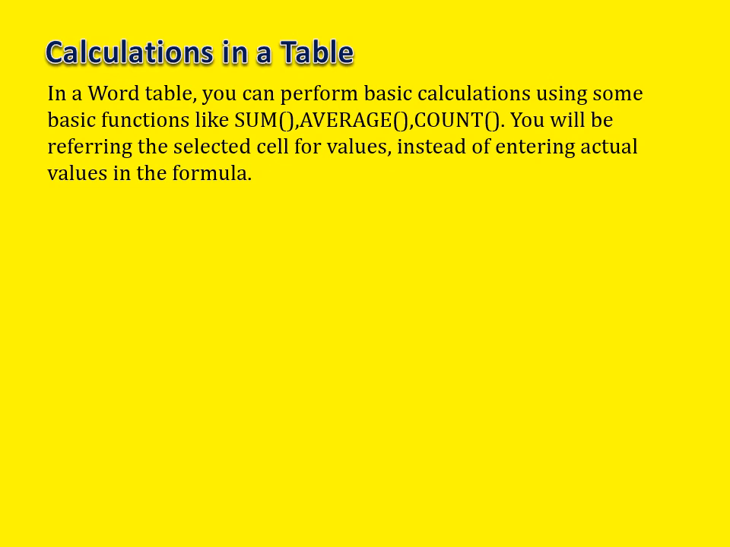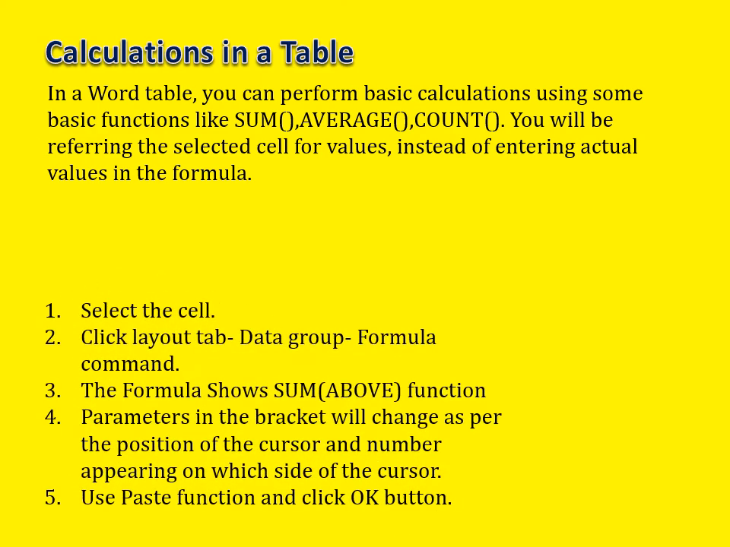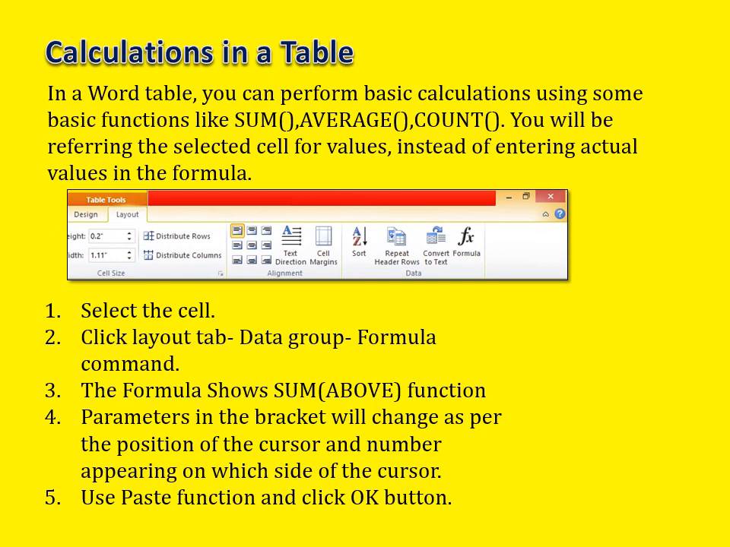Now let us see how we can do calculation in a table. For this, in a Word table, you can perform basic calculations using some basic functions like sum, average, count. You will be referring to the selected cell for values instead of entering actual value in the formula. For this, you need to first select the cells, then click the layout tab, data group, formula command. That is, you can see this layout tab, and in this you have to click on the formula command.